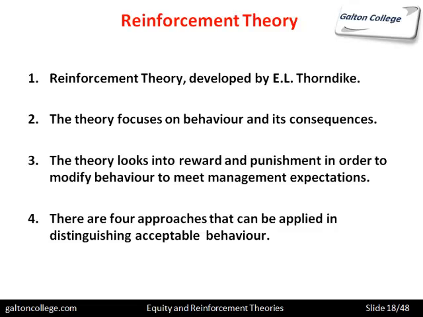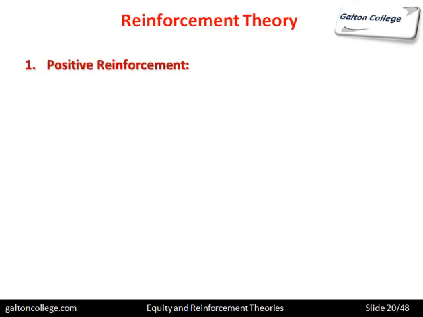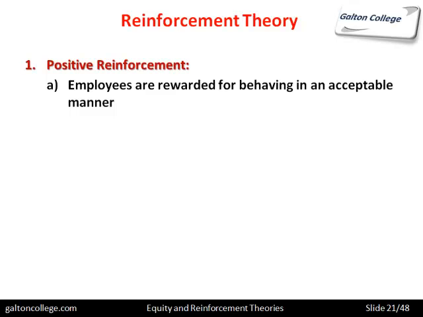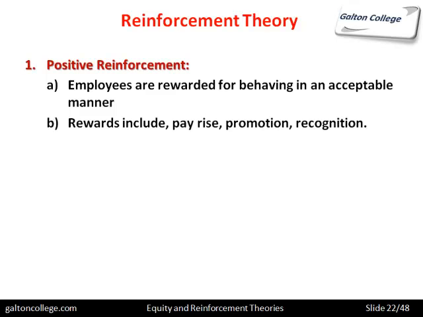There are 4 approaches that can be applied in distinguishing acceptable behaviour. First of all, positive reinforcement. Here employees are rewarded for behaving in an acceptable manner. If the employees are achieving their targets and applying themselves diligently to the tasks, they're working in an acceptable manner and they are rewarded. The reward is in a sense saying to them, well done, please continue as you're doing.